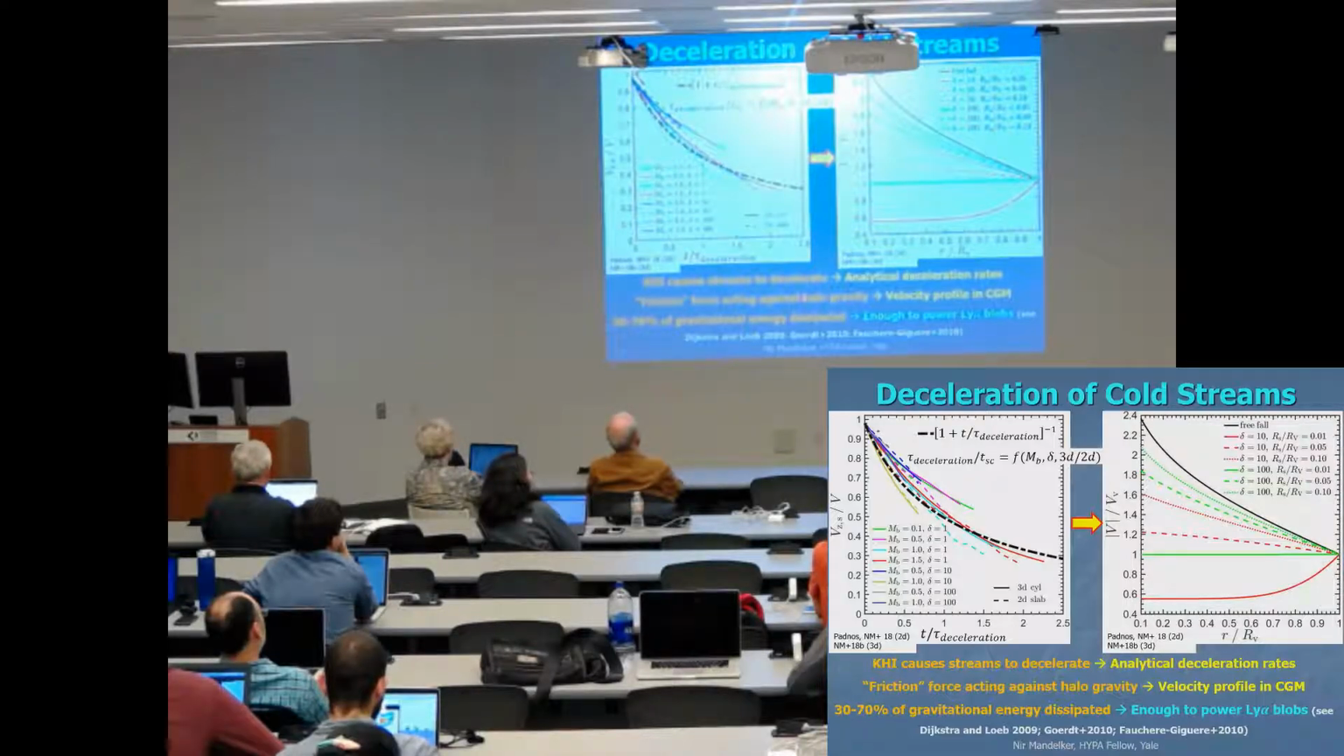And when you do that, and you couple it, you model it as a friction force that acts against the halo gravity, you can compute a velocity profile for the streams in the CGM. The black line here is the free fall velocity. And the different lines here are the velocity profiles that we get for different stream thicknesses and different density contrasts. And the takeaway point is that 30 to 70% of the gravitational energy gained by falling down the potential well can be dissipated through Kelvin-Helmholtz friction. And that's more than enough needed to power the Lyman alpha blobs that we see. So this is a viable mechanism for fueling the Lyman alpha emission that we can see.